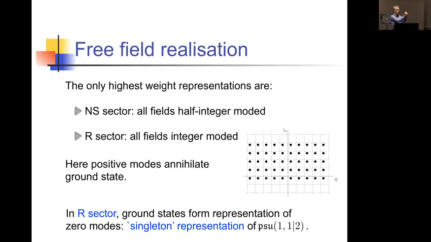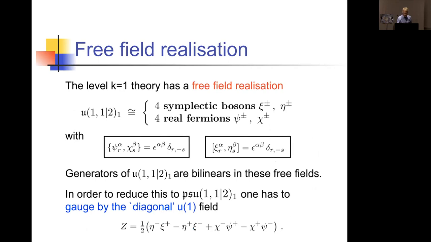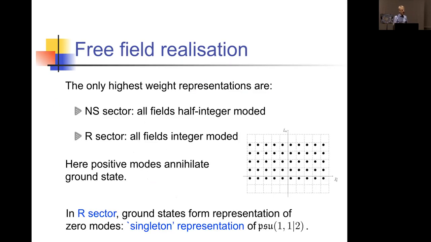And then there's a ground state that's killed by all the positive modes, and all the negative modes produce your Fock space. Okay, so that's the one highest weight representation you know. And the other one is where all of them live in the Ramond sector, where all of them are integer moded. You see, because the bilinears want to be the things in U(1,1|2), and they should be integer moded, either all of them are half integer moded or all of them are integer moded. So that we have either a Ramond sector or a Neveu-Schwarz sector.